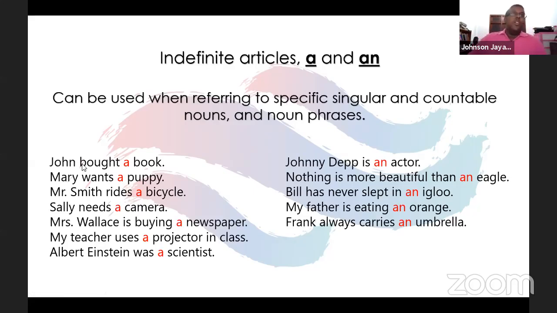John bought a book. Mary wants a puppy. Mr. Smith rides a bike. Johnny Depp is an actor. Nothing is more beautiful than an eagle. Bill has never slept in an igloo. An igloo is a structure made out of snow or ice. So here are some example sentences of how 'a' and 'an' are used.